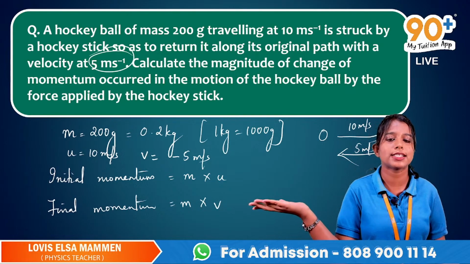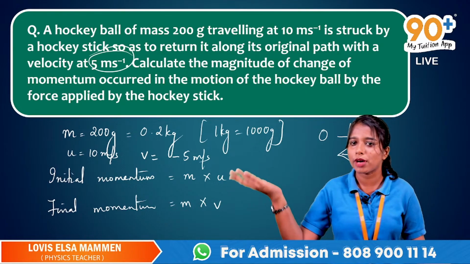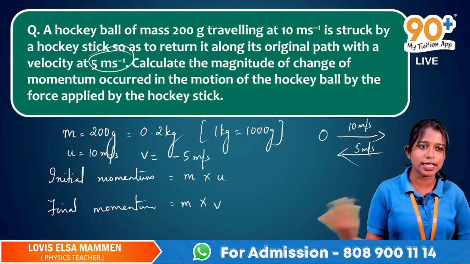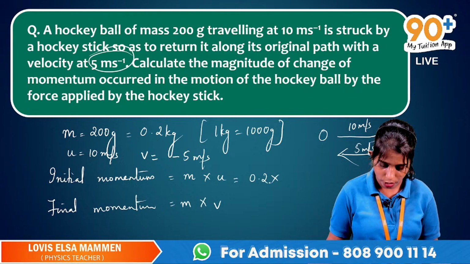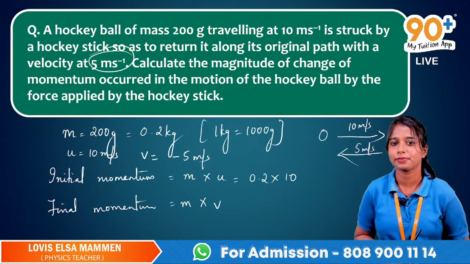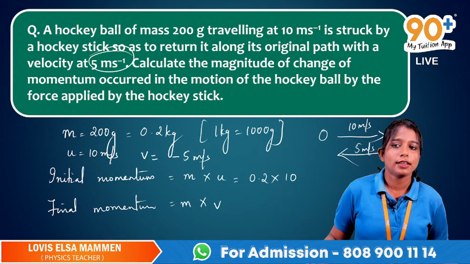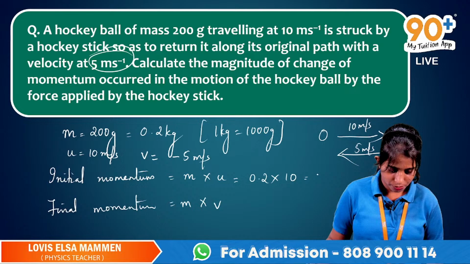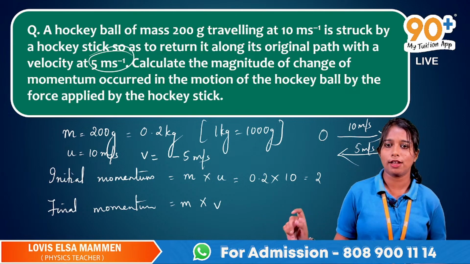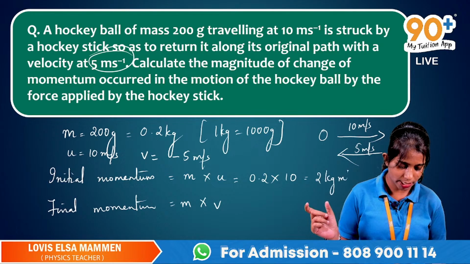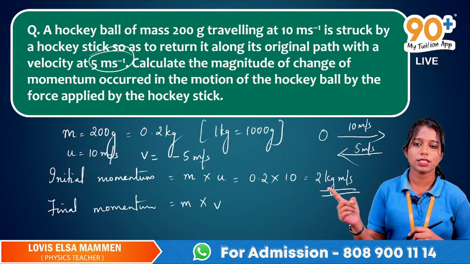Now substitute the values and tell me the answer. You have m, u, and v. Initial momentum is m into u, that is 0.2 into 10, so the value is 2. The unit of momentum is mass into velocity, so kilogram into meter per second: kilogram meter per second.